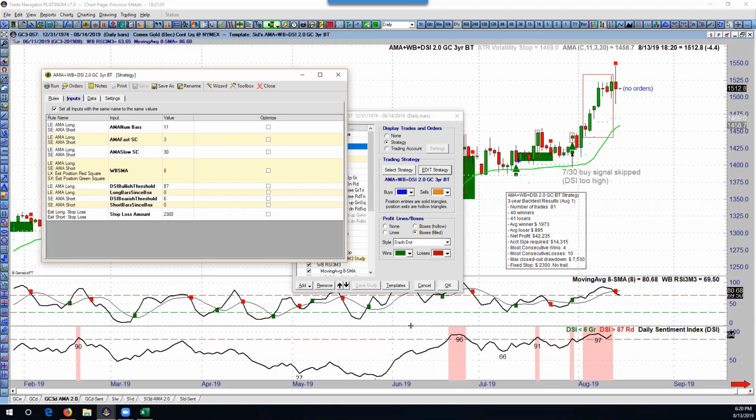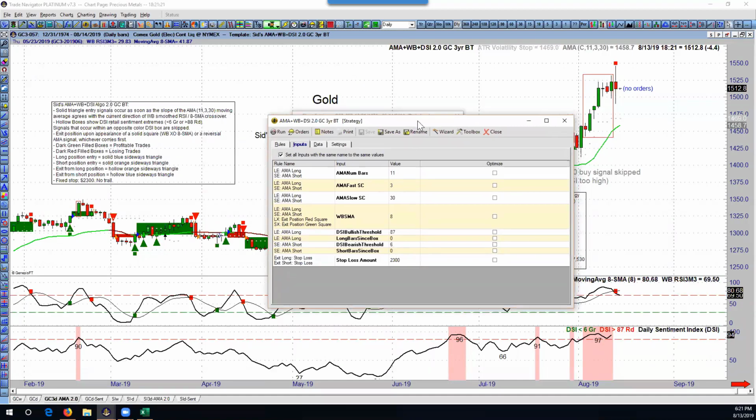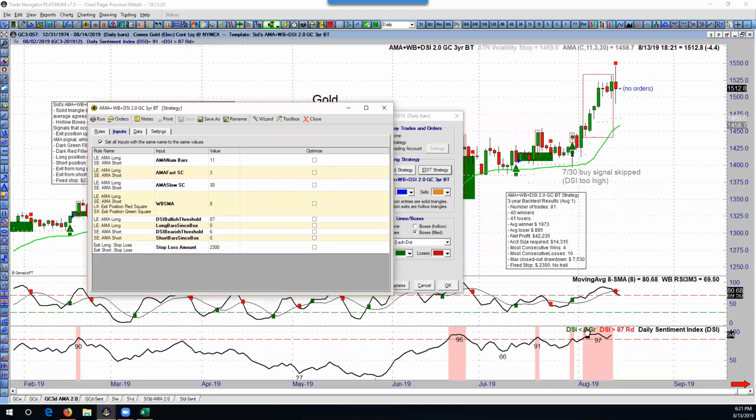Retail traders are chasers. Whereas on the bearish side, it suggested only refusing to take short signals on gold if it were below a 6 on DSI. That is a super low number, and it's very rare that gold DSI would get down below 6. But here recently, it's been staying above 87.